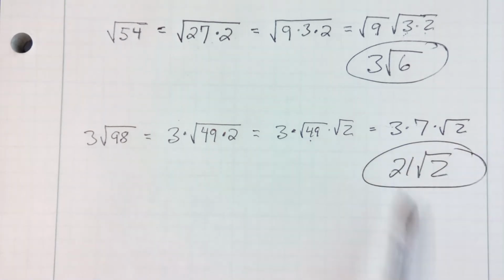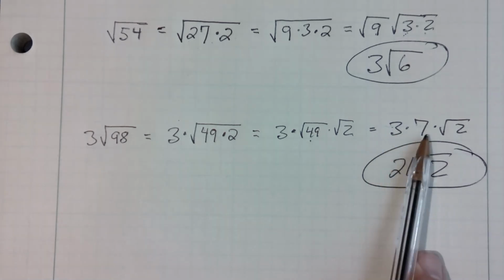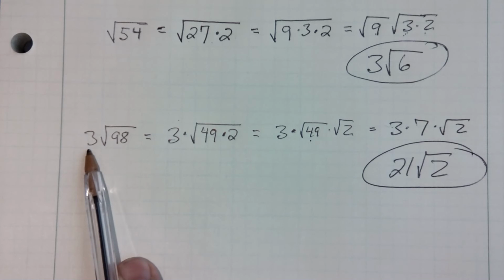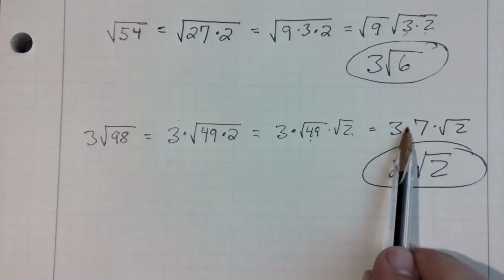Now be very careful that you multiply that 7 that came out from underneath the square root by the 3. A lot of students accidentally add it and would say 10 square roots of 2, but it's 7 times 3.